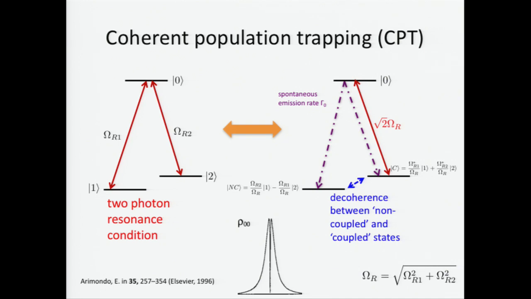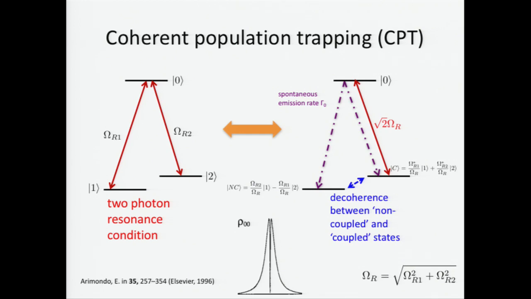You don't get out. But if you are in the coupled state, light always pumps it up, and then you always eventually end up in the non-coupled state. So that's why it's called coherent population trapping: your population will eventually be trapped here.